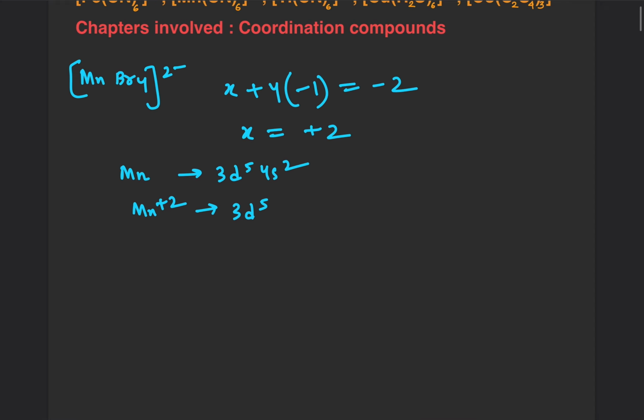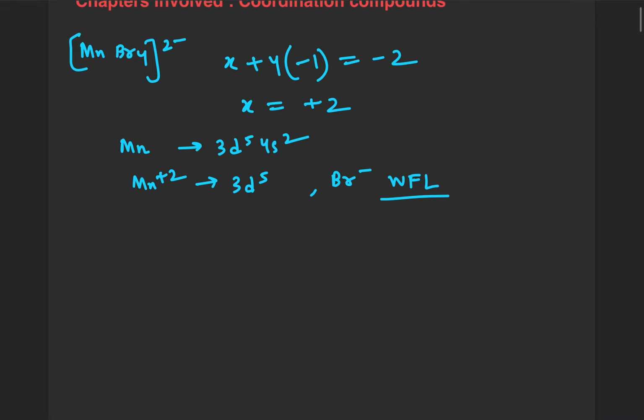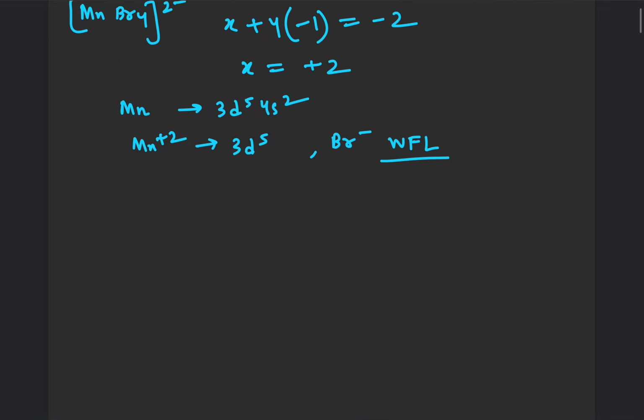Okay. And the ligand, that is Br minus, is a weak field ligand. Therefore it cannot cause pairing of electrons. So therefore MnBr4 2 minus will have 5 unpaired electrons, which can be represented in this fashion. So 1 2 3 4 5. Okay, so therefore it is paramagnetic.